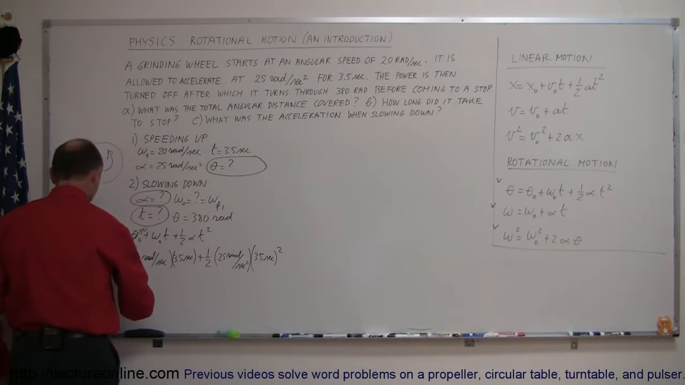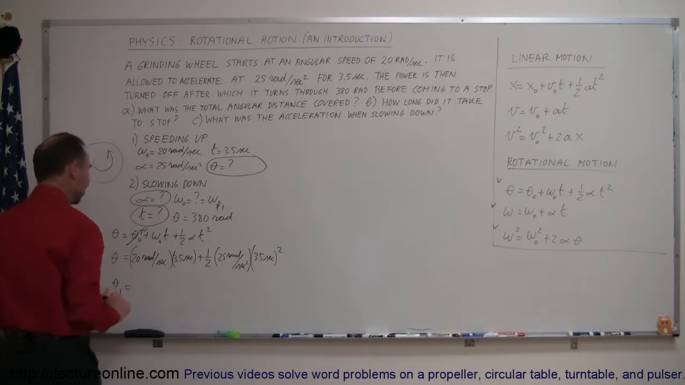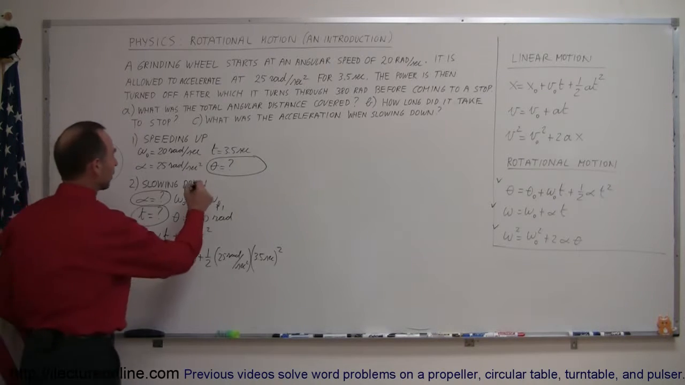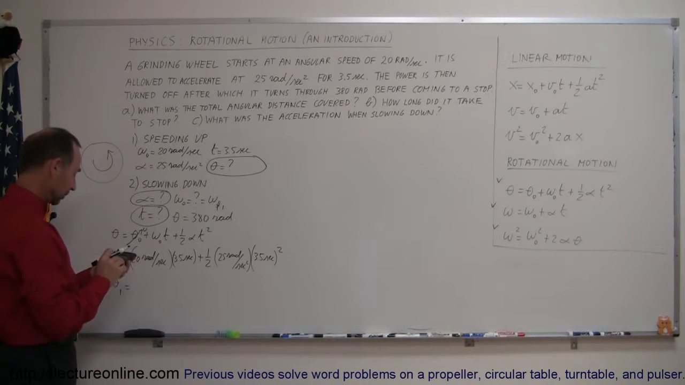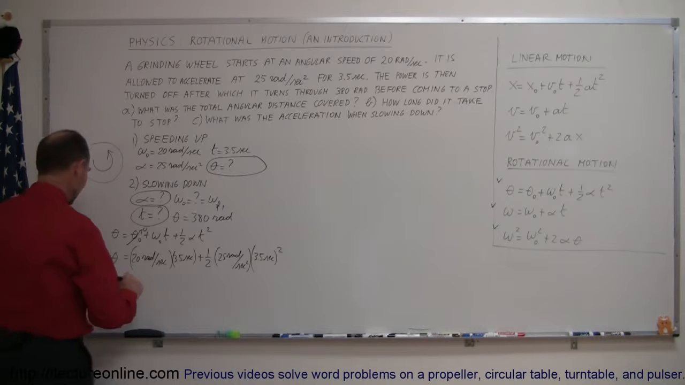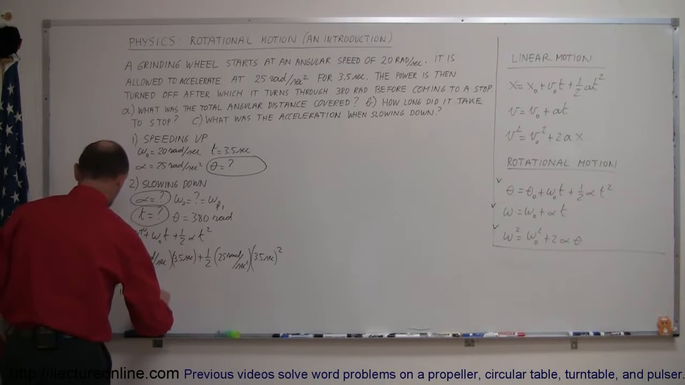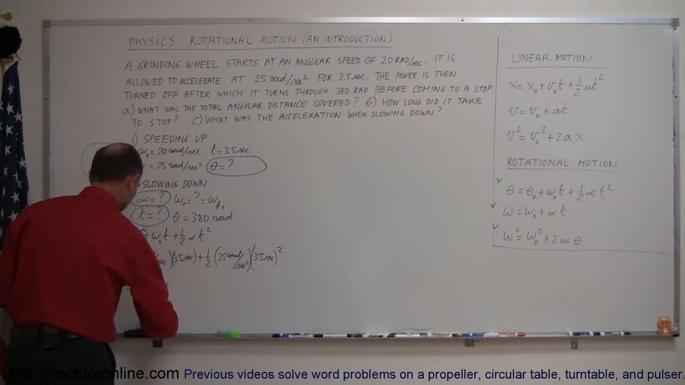And let's find out. I'll call this theta sub 1, the angular distance we covered during the first part of the problem. So we have 3.5, we square that, times 25, times 1/2. And we add that to 3.5 times 20, which is 70. And so we have 223 radians, total distance covered in part 1.